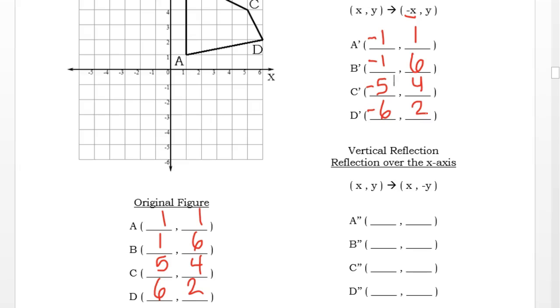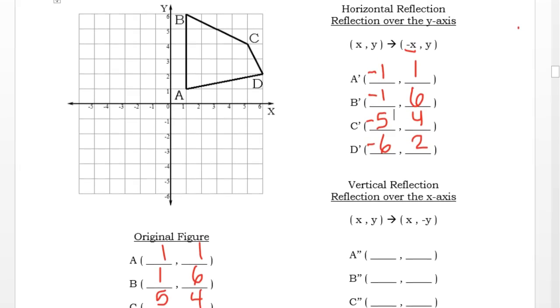So then if we wanted to graph this reflection, A prime would be negative 1, 1, that's left 1, up 1, and that would be our new A. B prime would be negative 1, 6, that's left 1, up 6. That's our new B prime. C prime would be negative 5, 4, that is left 5, up 4. And D prime would be negative 6, 2, that is left 6, up 2.